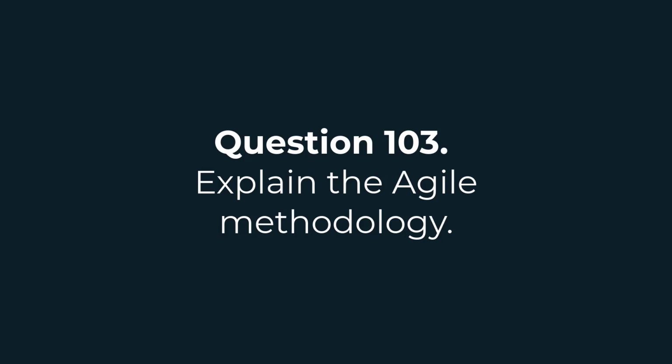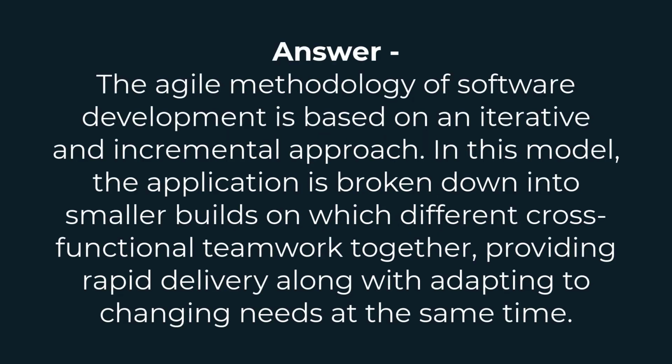Question 103. Explain the Agile methodology. Answer. The Agile methodology of software development is based on an iterative and incremental approach. In this model, the application is broken down into smaller builds on which different cross-functional teams work together, providing rapid delivery along with adapting to changing needs at the same time.